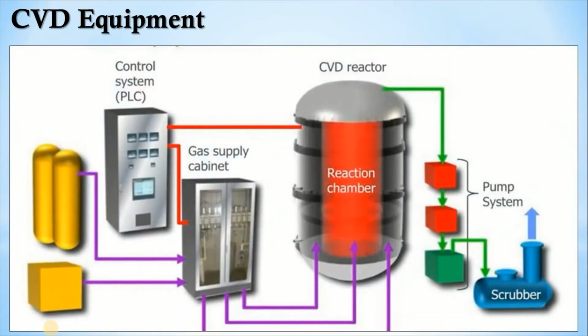For that we require different equipment. This is the equipment prototype. All the equipment is kept in one line. So how does it work? One by one we are going to see. The first one is a gas supply cabinet, or it can be a chemical vapor precursor supply system. Its role is to generate vapor precursors and then deliver them to the reactor.